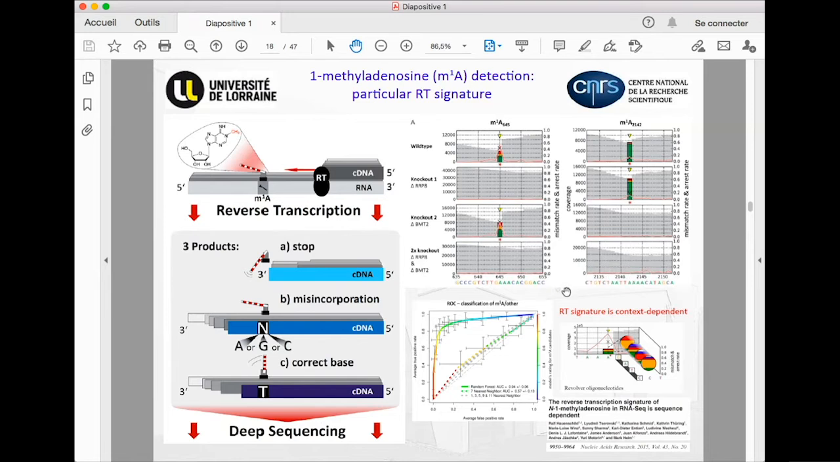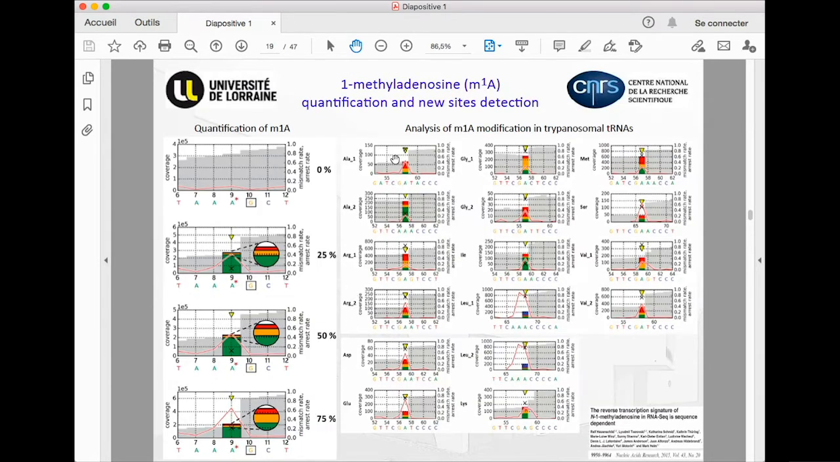So we also found that RT signature is context dependent. Depending on the surrounding nucleotides around the modified site, specifically the N+1 nucleotide will considerably alter the composition of misincorporation at the M1A site, due to the modulation of the RT properties. So we applied this approach for mapping of 1-methyladenosine in different RNAs, and here we show the analysis of M1A in trypanosomal tRNAs, and we found a certain number of modified residues in those species, with some limitations.